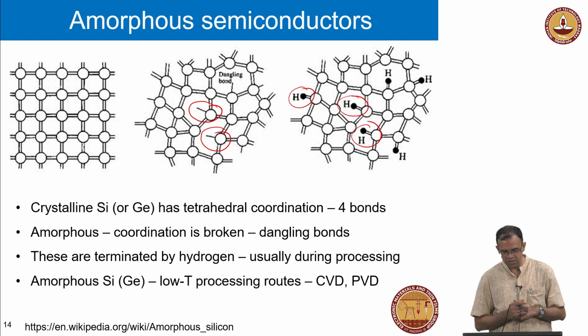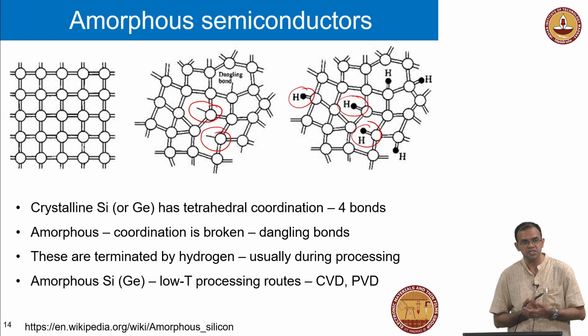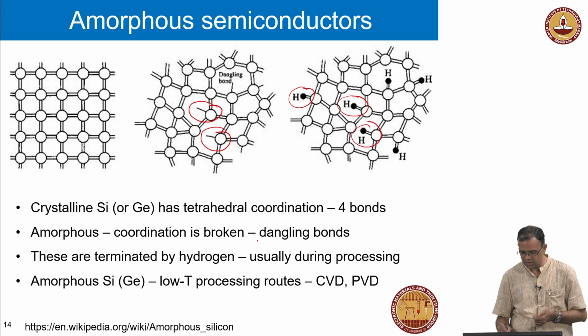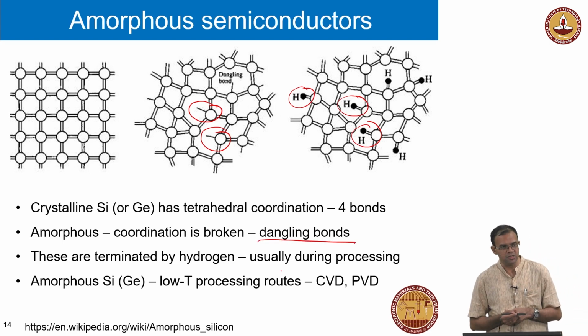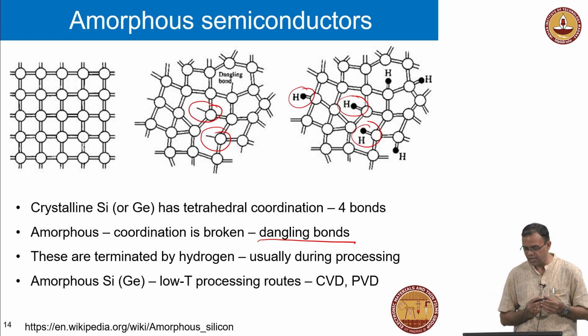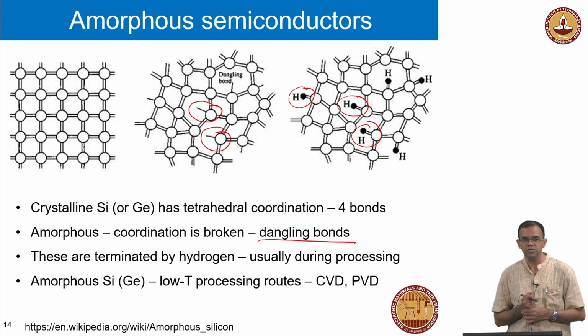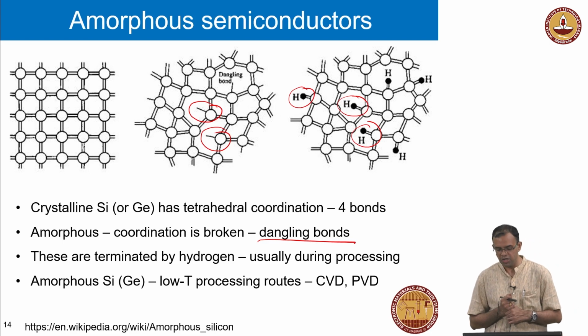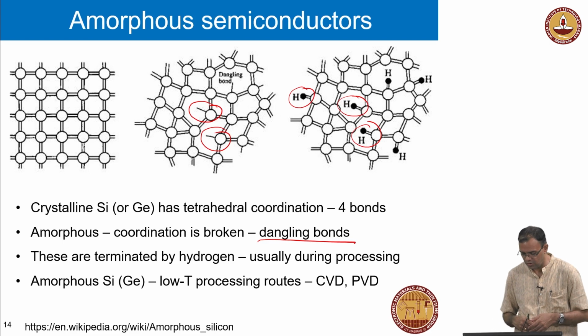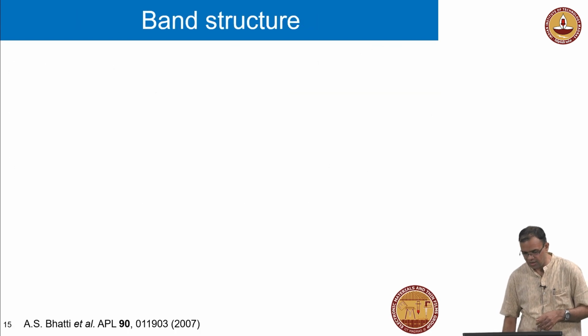Silicon or germanium has a tetrahedral coordination. When this is broken, we create these dangling bonds, and usually during processing, just to maintain stability, they are terminated by hydrogen atoms. How do we make these? Typically we have chemical vapor deposition processes which work at low temperature in order to make amorphous silicon or germanium.